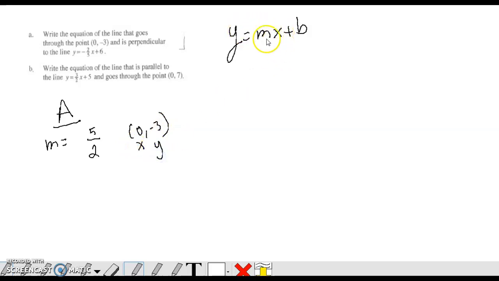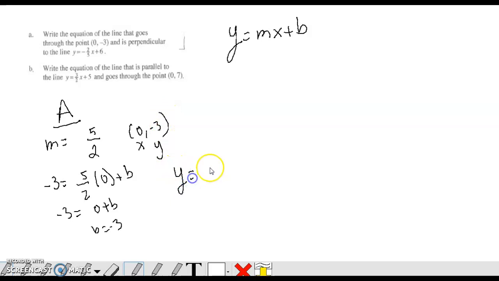So I know my x, I know my y, I know my m, I just don't know my b. You actually know your b already. This is actually your b. But let's see how we can get our b if we don't know that that's your b value. So I'm going to plug in what I know. Negative 3 equals 5 halves times 0 plus b. This goes away, so this will just be 0 plus b, so b is equal to negative 3. This is your y-intercept.